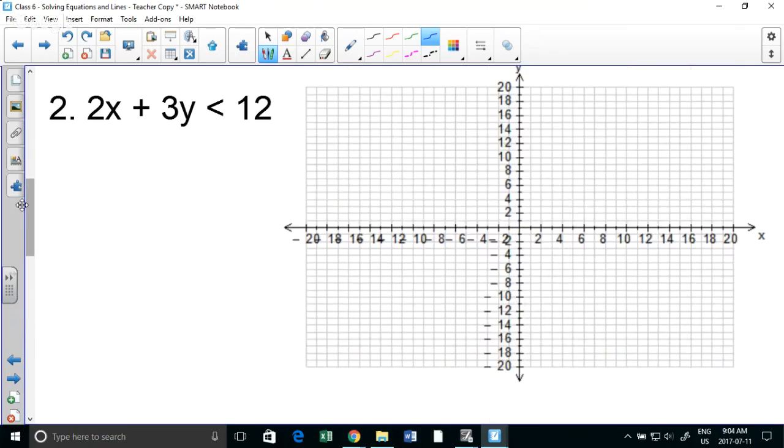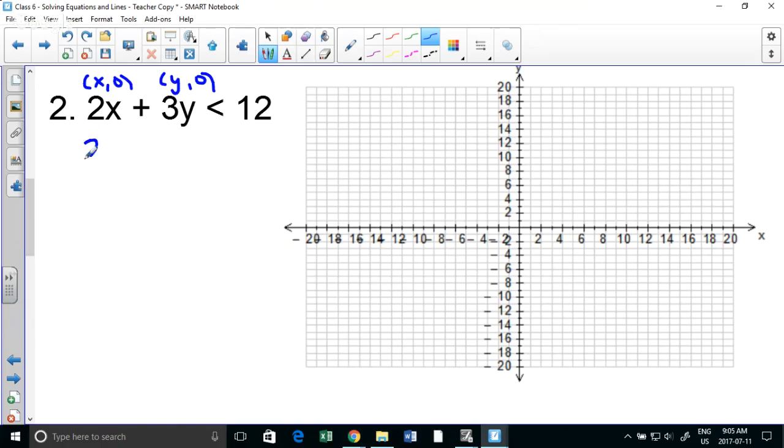Two. 2x plus 3y is less than 12. You need to graph this. I need 2 points, so let's find the x-intercept and the y-intercept. Do whatever you've got to do, figure out how to graph it. It doesn't matter how, just graph it.